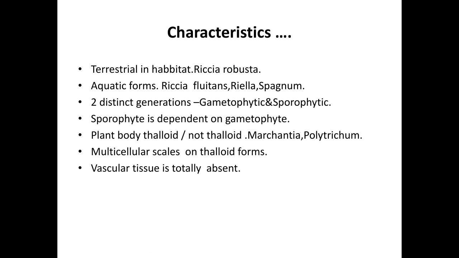Now the characters of the bryophytes. The bryophytes are terrestrial in habitat, it means it is found on land, such as Riccia robusta, while some bryophytic plants are aquatic in habitat, for example Riccia fluitans, which is commonly found at Venna Lake at Mahabaleshwar. Then Riella and Sphagnum, these are the aquatic forms.